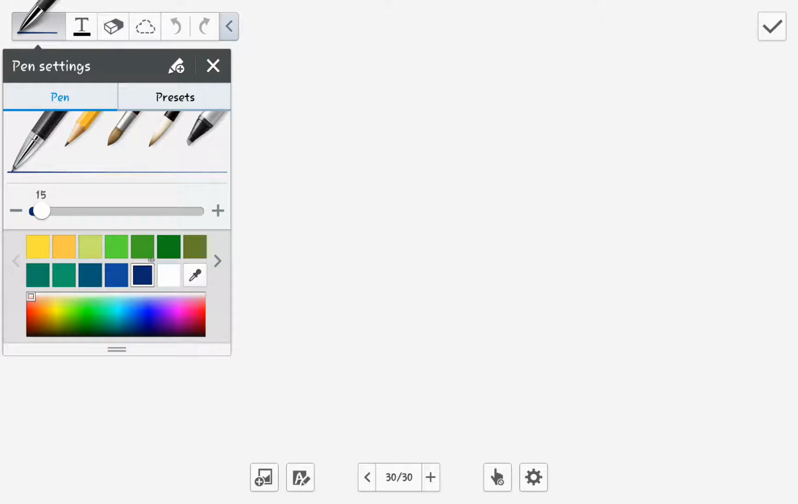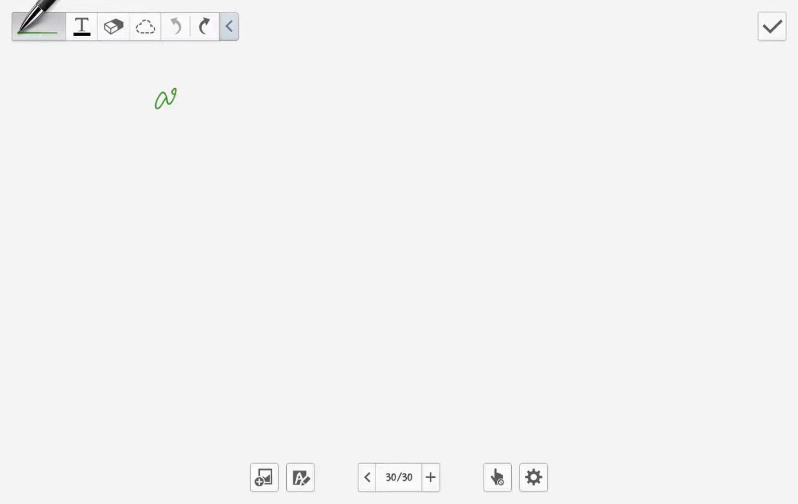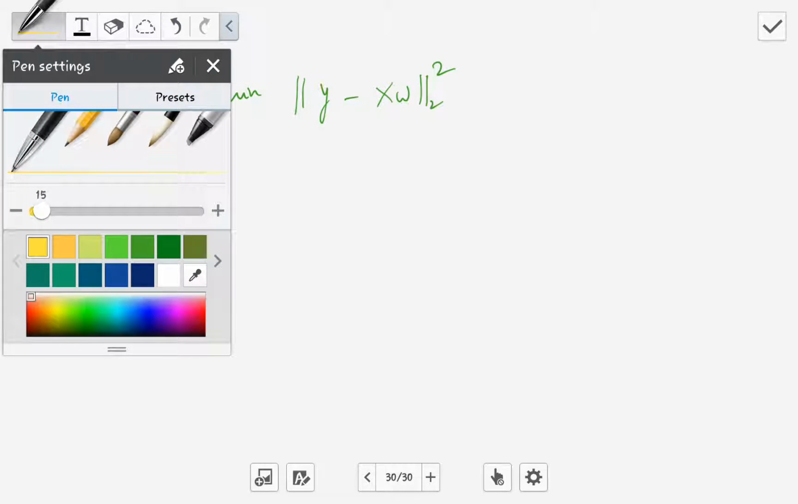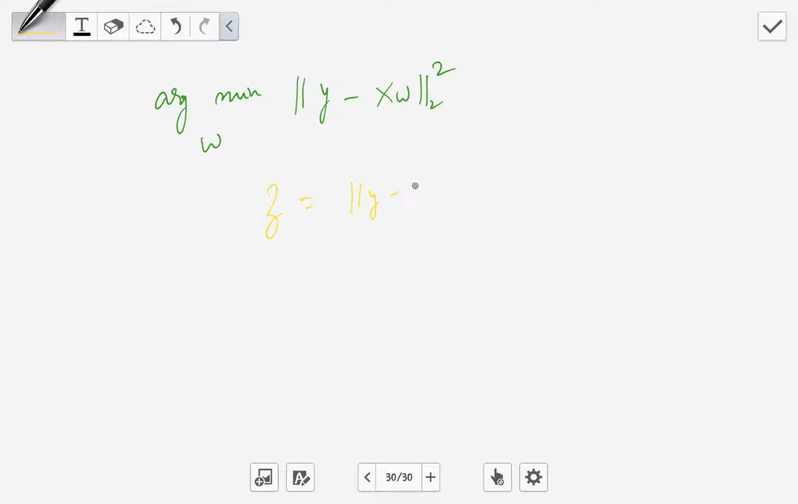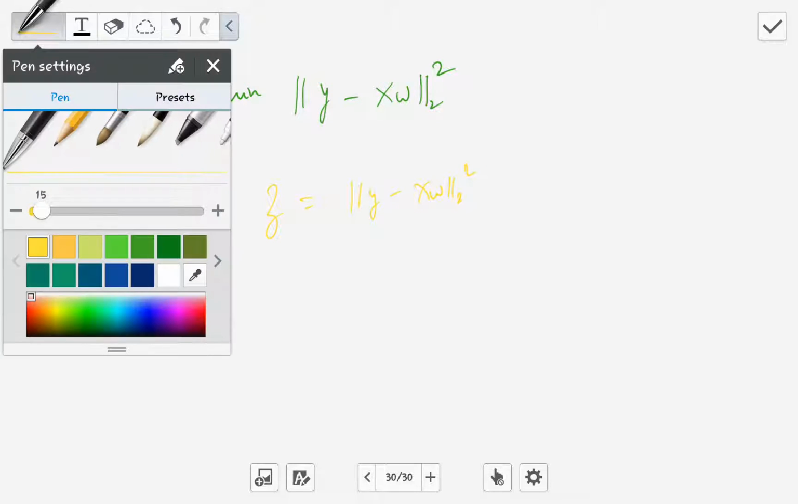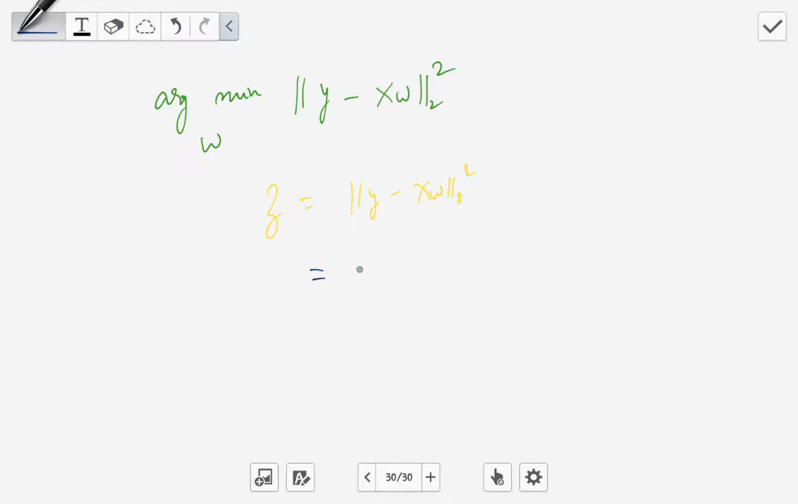Now let us get back to our minimization problem. So we wanted to find the argument w that minimizes the second norm of y minus xw, the whole squared, right? The second norm squared of this. Now to do this, let us say this z is y minus xw, the second norm. This is y minus xw whole transpose into y minus xw. Can I write this way?